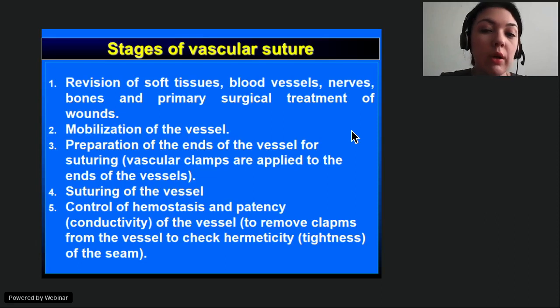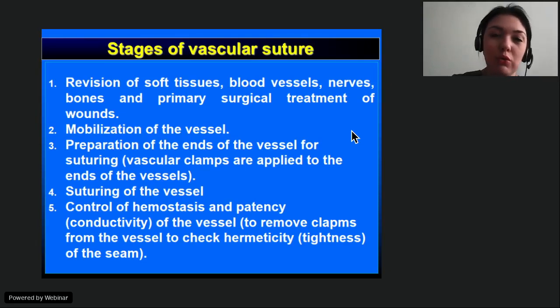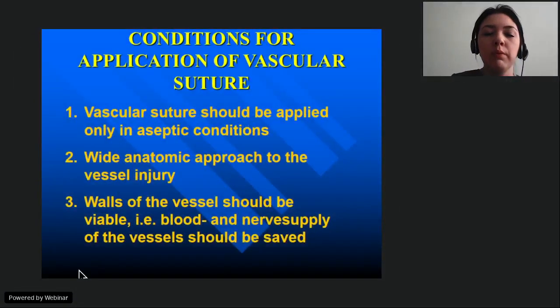So for that, we have to remove the clamps from the vessel to check the tightness of the suture, the tightness of the seam. So yes, we can stitch the vessel in such a way that we do not even leave a lumen in the vessel. And so it will be very tight, very hermetic. But the transport function of the vessel will also be impaired. So that's what we have to watch out for.